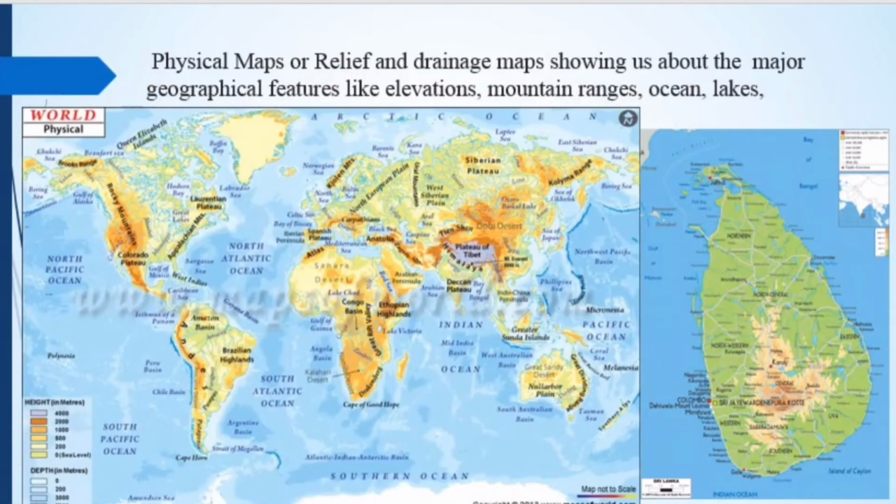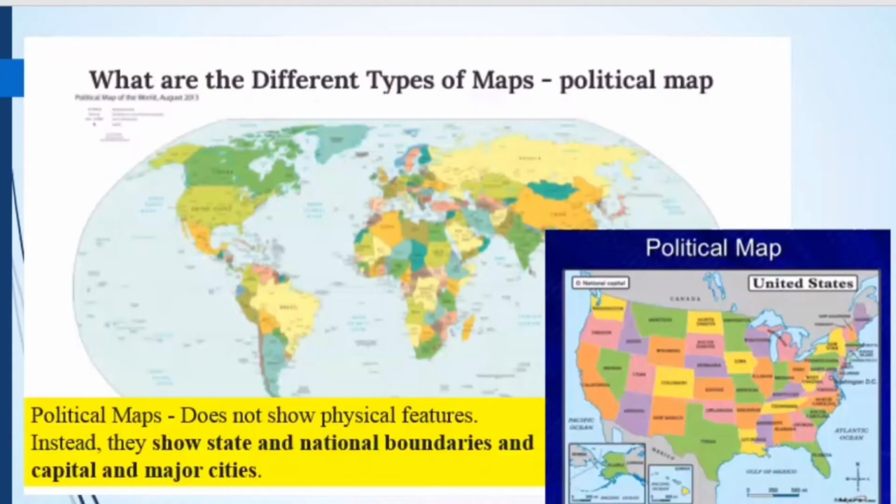Next, the physical maps or relief and drainage maps, which show us the major geographical features like elevation, mountain ranges, oceans and lakes. Political maps. Political maps do not show physical features. Instead, they show state and national boundaries and capitals and major cities.